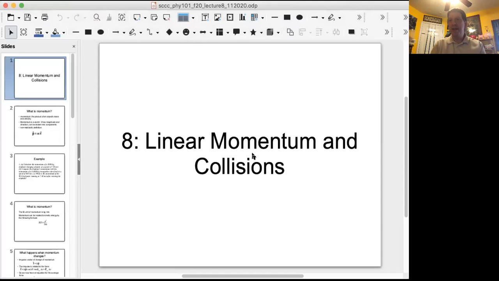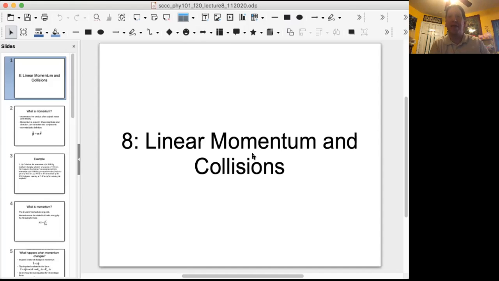So we're going to define a new quantity, momentum, and you're probably wondering why we need to define a new quantity after we've already talked about position, displacement, velocity, acceleration, force, work, kinetic energy, potential energy. Why do we need something else? And the answer is that momentum has a very important property in what are called collisions.